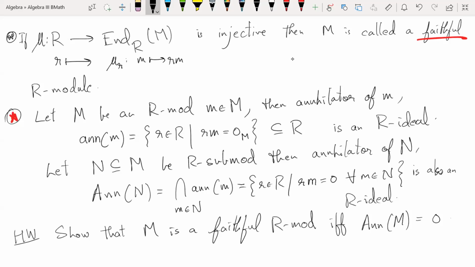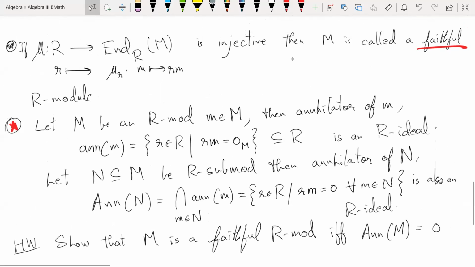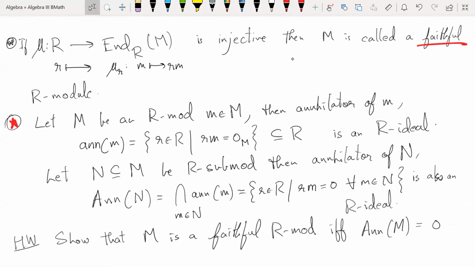And that of course is an R ideal, because if two elements annihilate m, then their sum and scalar multiples also annihilate. Yeah. So you multiply with anything and that will also annihilate. And then the annihilator of M is basically those elements of R which will kill the whole module. Yeah. So r dot m is 0 for all m. And this is the intersection of annihilators of elements of this module, and hence, again, this is also an R ideal. And then the homework is to show that M is a faithful R module if and only if the annihilator is 0.